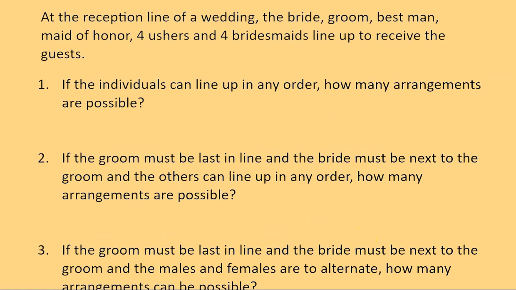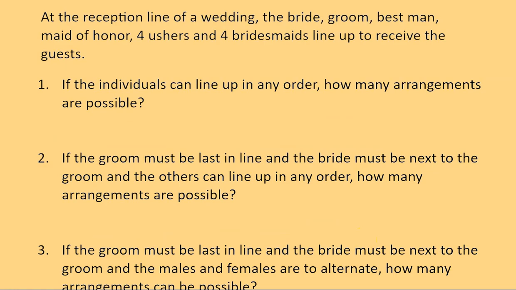At the reception line of a wedding, the bride, groom, best man, maid of honor, 4 ushers, and 4 bridesmaids line up to receive the guests. If the individuals can line up in any order, how many arrangements are possible?